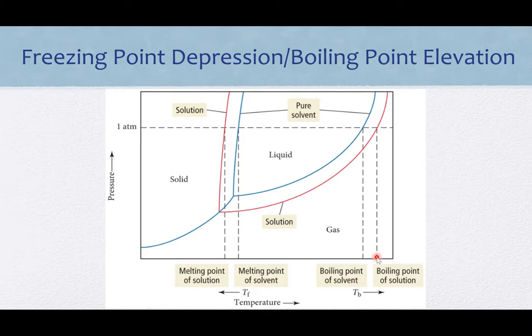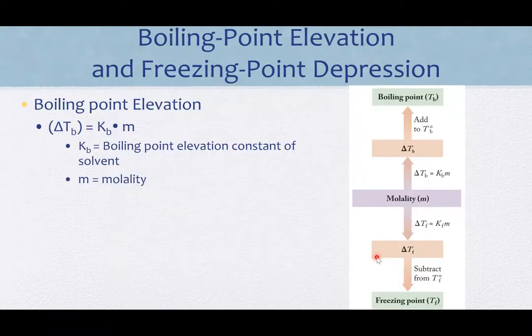Okay. So that's the qualitative look at freezing point depression, boiling point elevation. We're chemists, so we're going to want to quantify this. We're going to want to deal with numbers too. So here is part of the formula to calculate this.